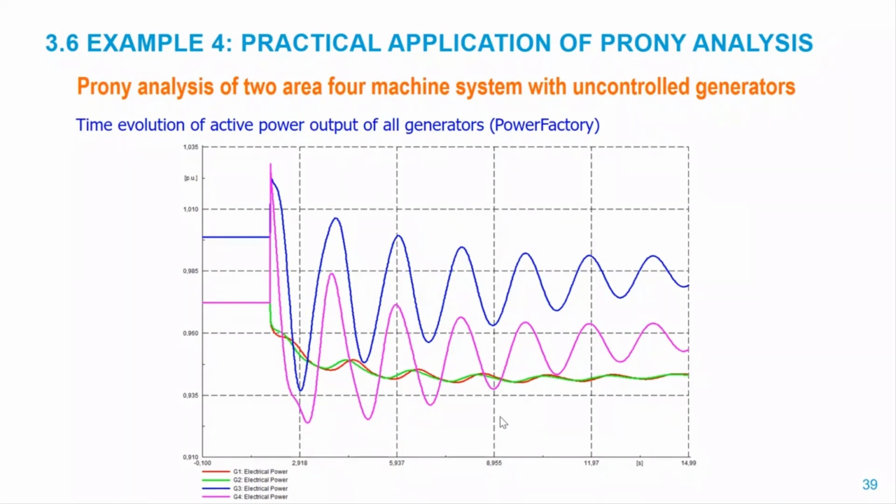We have such an example here, and then we will have to perform Prony analysis on some of these signals. In this case, we have the electrical power of the four generators.